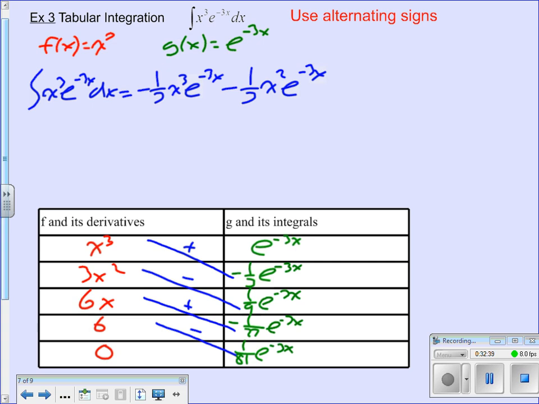Plus 6x times negative 1/27 e to the negative 3x. 6 over 27 reduces to 2/9. Minus 2/9 x e to the negative 3x. And then it's minus 6 times 1/81 e to the negative 3x. 6 over 81 reduces to 2/27, minus 2/27 e to the negative 3x. Let's see. That's my answer.